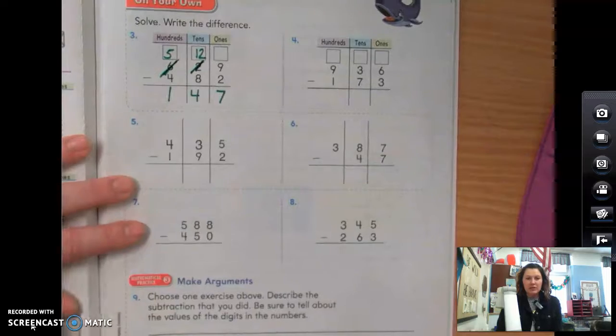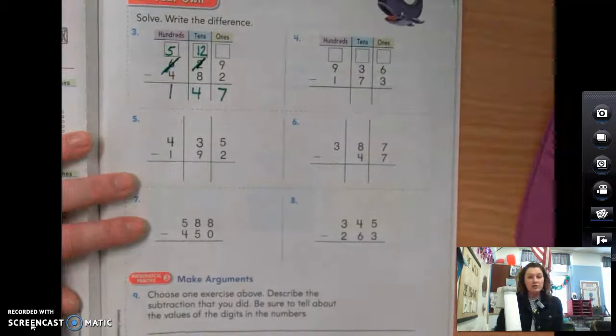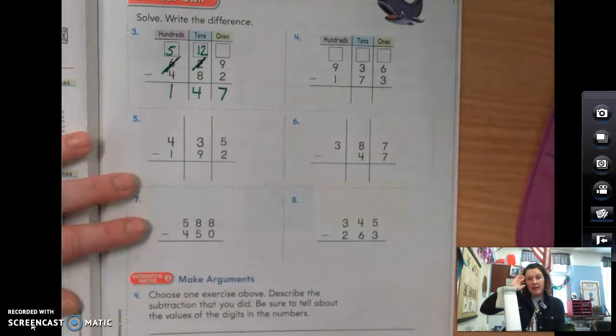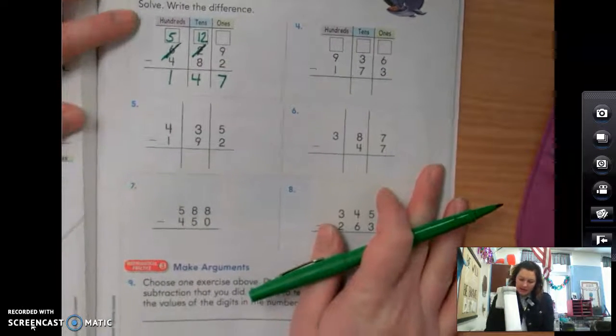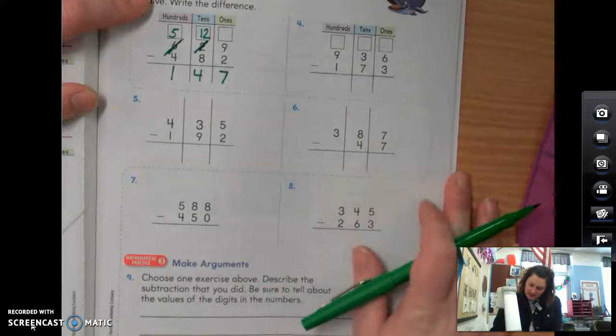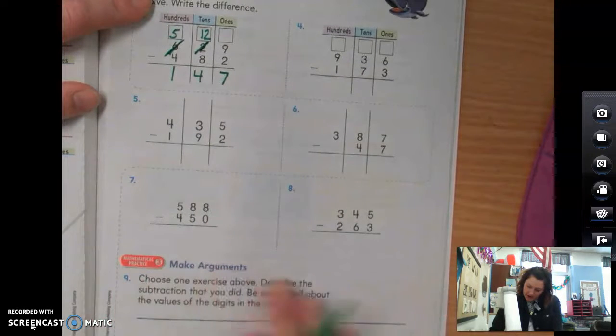Please don't forget the step of crossing out. Kiddos in class have been skipping that, and then it's confusing. Am I subtracting 6 or am I doing the 5? Make sure you actually cross those out. That step just tells our brains, hey, we're not working with those numbers anymore. We've regrouped.